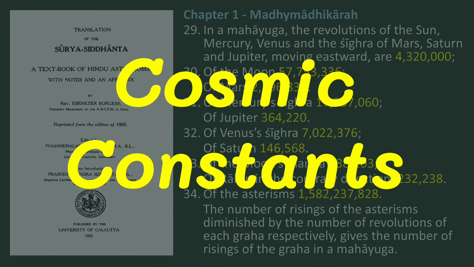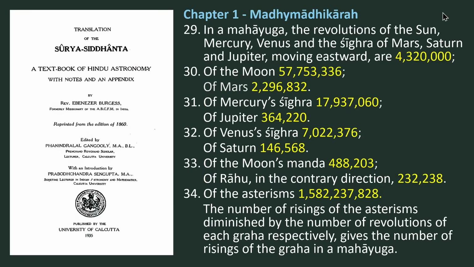Let's continue with the discussion of the orbital parameters that are mentioned in the Surya Siddhanta, the cosmic constants. We have already seen these shlokas in the last video. So let's move forward from there.